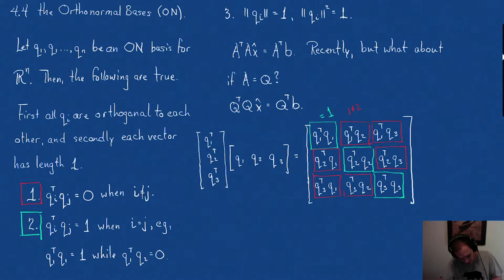Well, what do we have? In other words, this just gives me the 3 by 3 identity matrix. As a matter of fact, that's what Q transpose Q equals. Even if Q is not square, Q transpose Q still gives you the identity matrix.